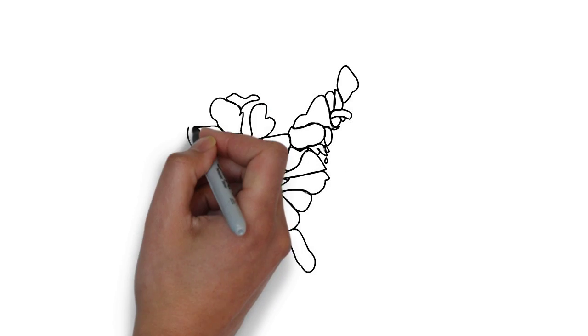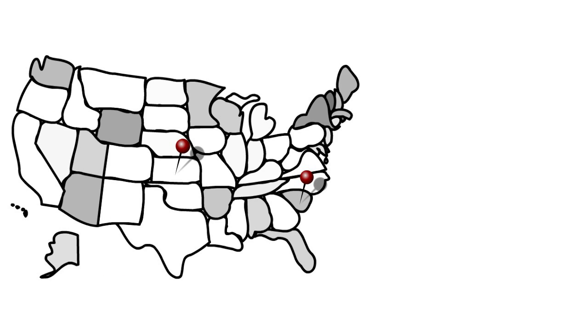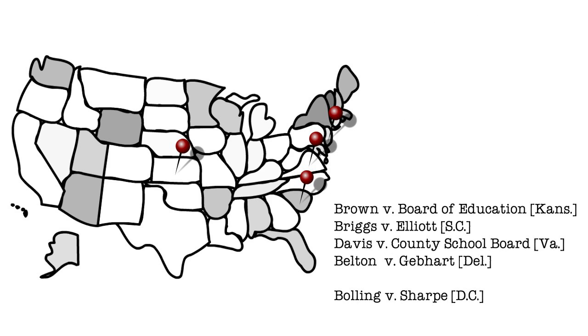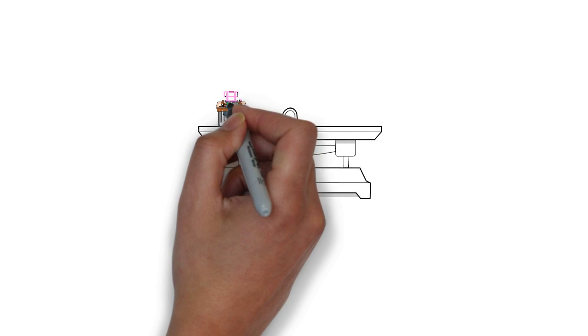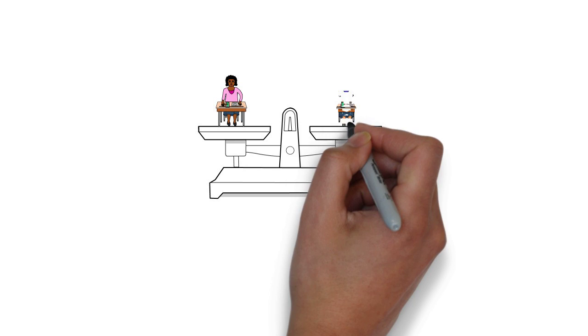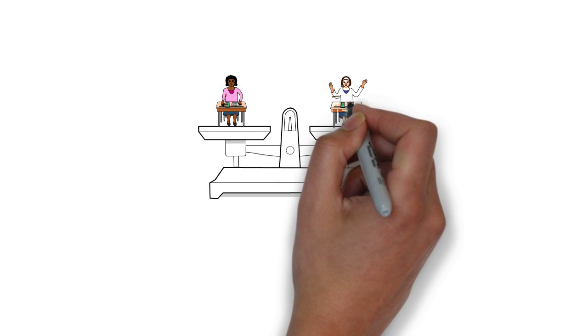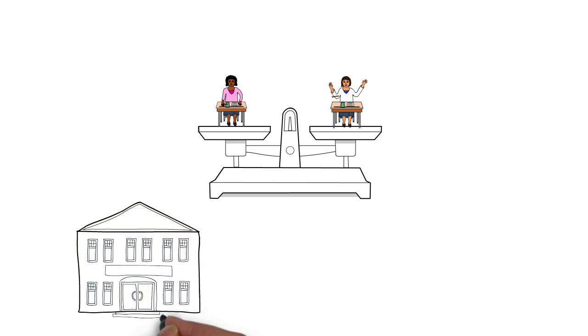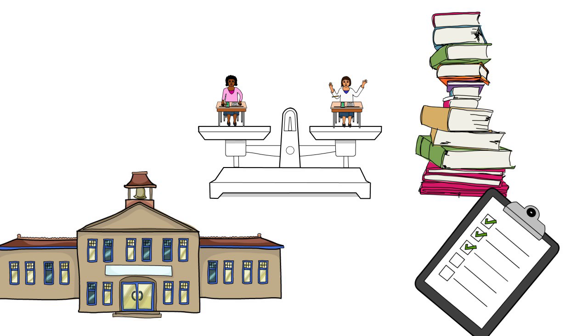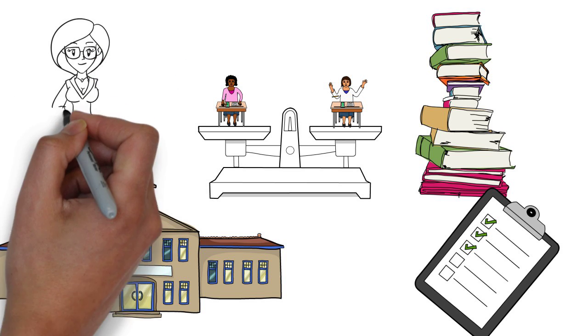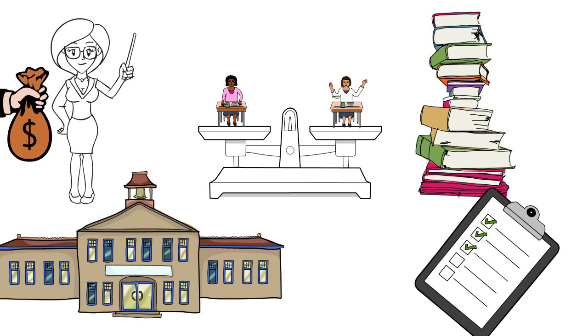Here are the facts. The case was composed of 5 cases from the states of Kansas, South Carolina, Virginia, and Delaware. All of the cases related to the segregation of public schools on the basis of race, and all of the plaintiffs were minors represented by their parents. All of the schools involved were equalized or were being equalized with respect to tangibles such as buildings, curricula, qualifications, and the salaries of teachers, among a number of other factors.